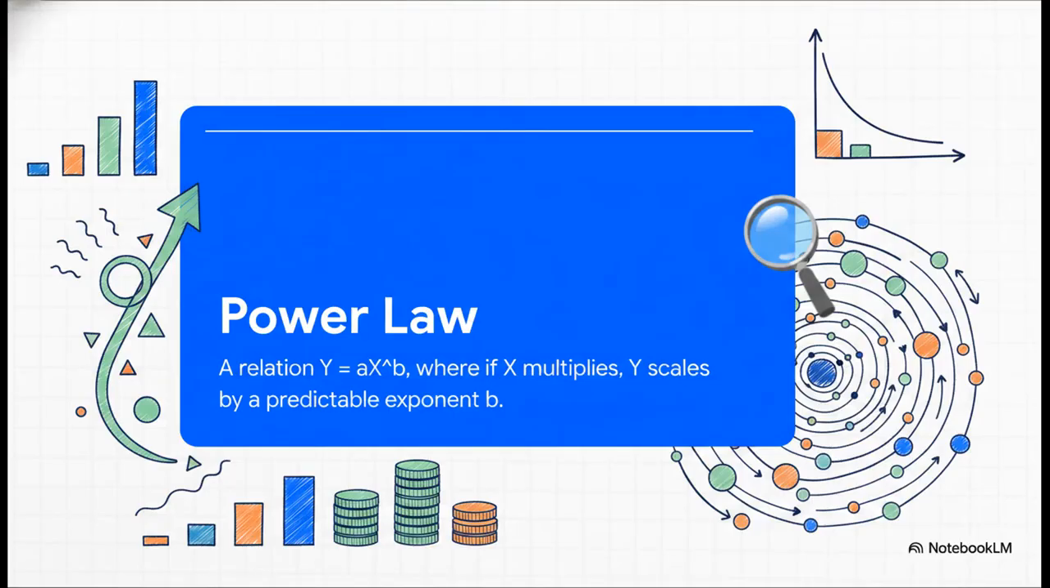So here's the basic definition of a power law, which you might also hear called a scaling law. It's a relationship where y equals a constant times x to the power of beta. Okay, I know, don't let the algebra intimidate you. Simply put, we're really just looking at how things scale when they grow. If your variable x multiplies by 10, y is going to scale by a highly predictable exact mathematical exponent.